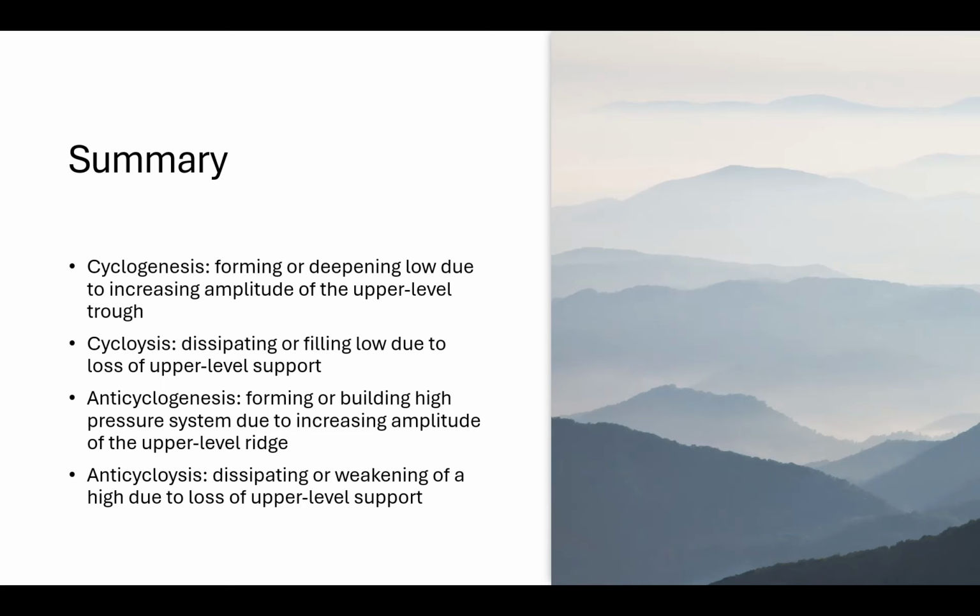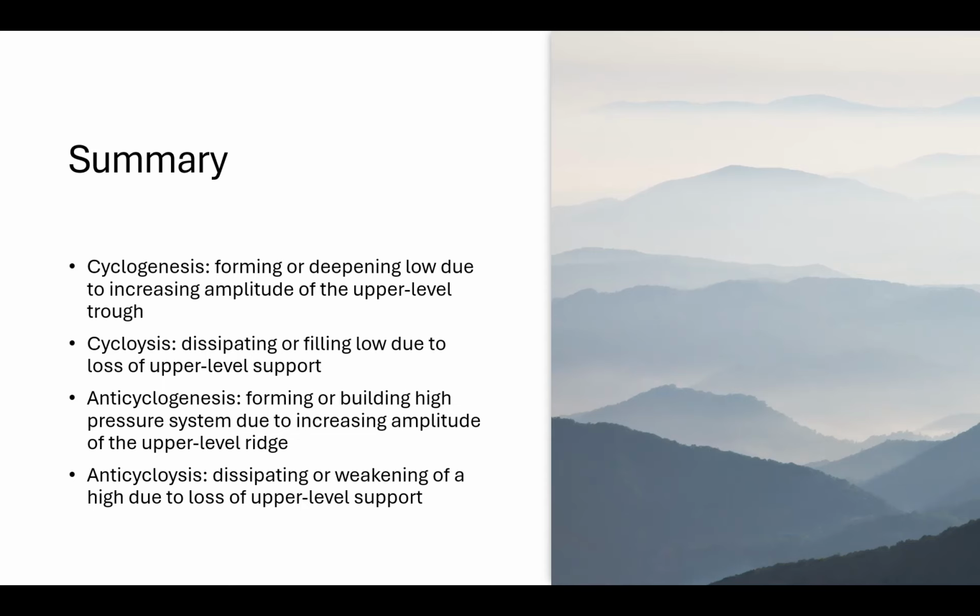So what we looked at today were four main processes when we talk about pressure intensity changes between lows and highs in the mid-latitudes. Cyclogenesis: forming or deepening of a low pressure at the surface due to increasing amplitude of the upper level trough. Cyclolysis: dissipation or filling of the surface low pressure system due to loss of upper level support as the 500 millibar shortwave trough overtakes the surface low pressure system.